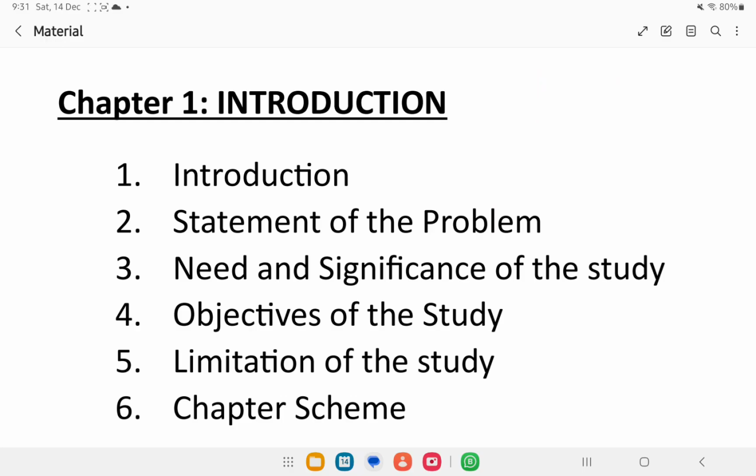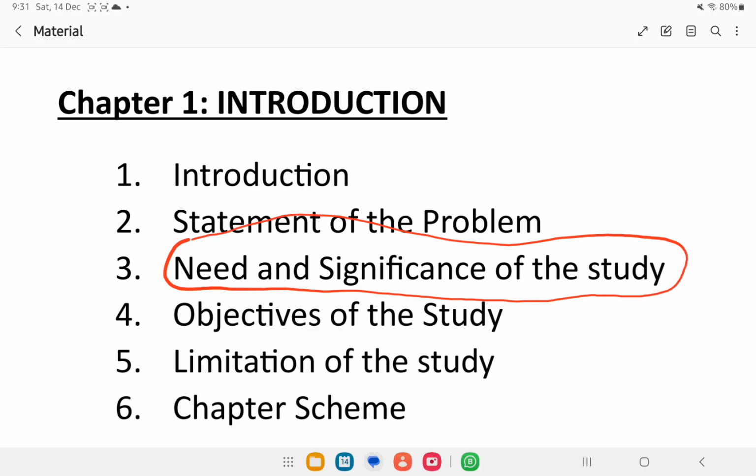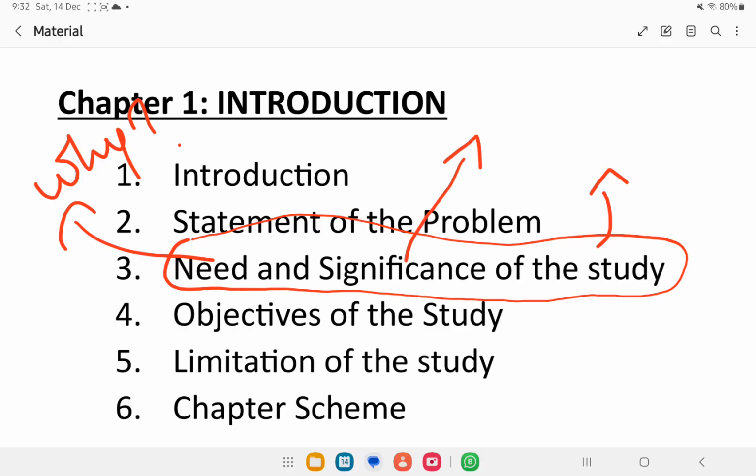Then the third one is the need and significance of the study. The same thing I discussed in the introduction part has to be done here, but make sure you do it elaborately. You discuss all the major points about the need and significance of your study. Need means why this study should be made, and significance means how this study benefits someone around the world. Whoever, it can be anyone.